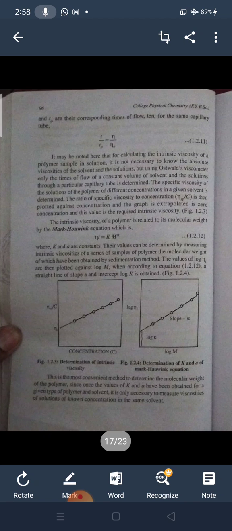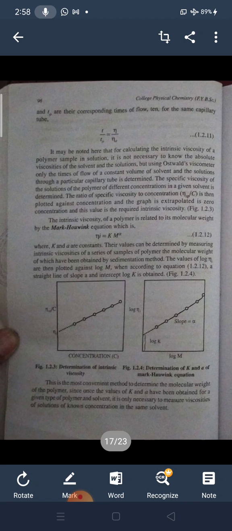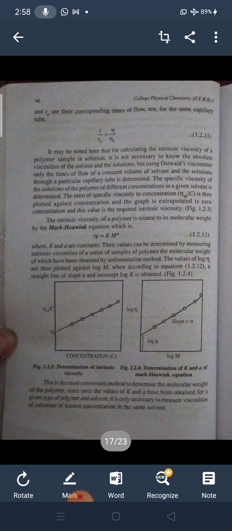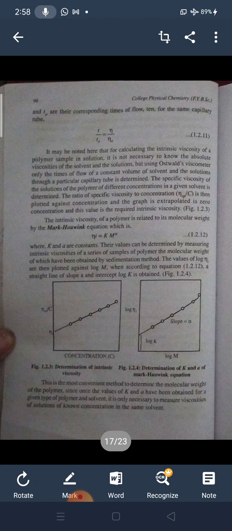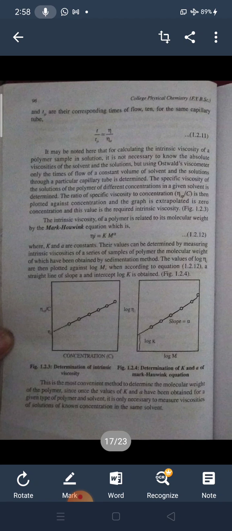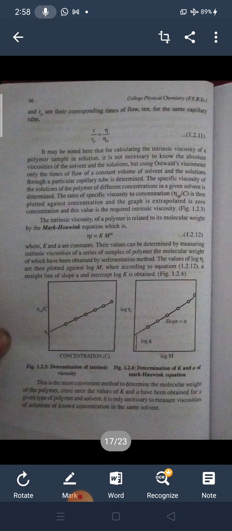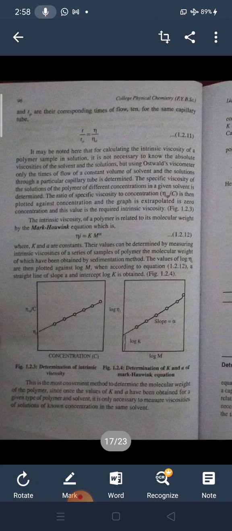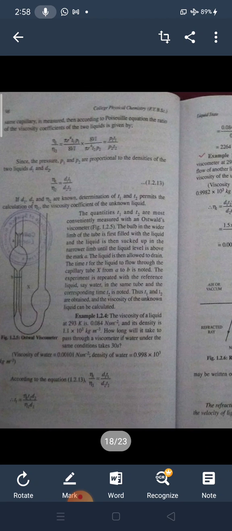This is the most convenient method to determine the molecular weight of the polymer. Once the values of K and a have been obtained for a given type of polymer and a solvent, it is only necessary to measure the viscosities of solutions of known concentration in the same solvent. Here the equation is given: eta 1 by eta 2 is equal to d1 t1 divided by d2 t2.